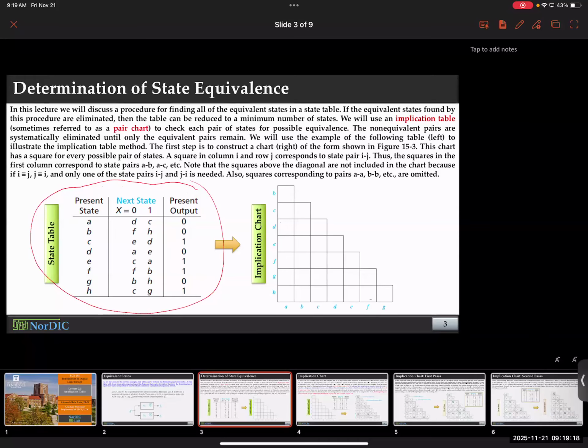It's a state table. Okay. And we have a bunch of states, present state and next state, and we have some output.